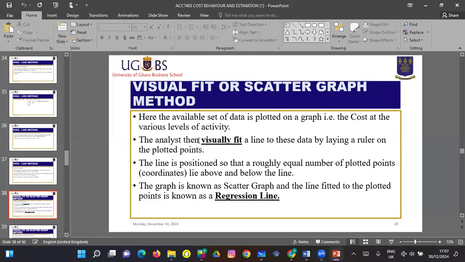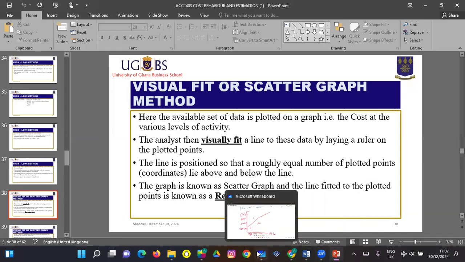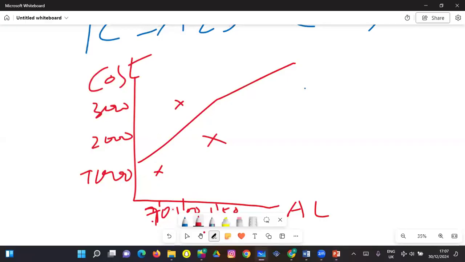So the analyst then visually fits a line to this data by laying a ruler on the plotted points. More or less like drawing a line that will fit everything. So if let's say the point was something like this, and then the next one was something here, then they are going to use a line like this, right? That's what it means here.